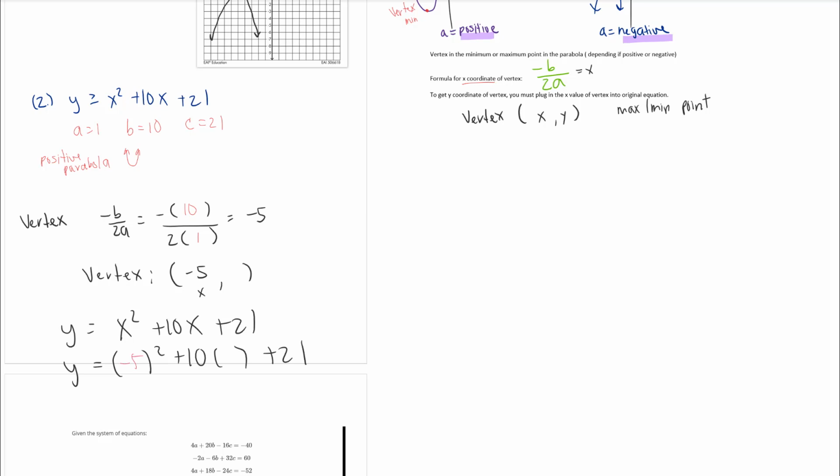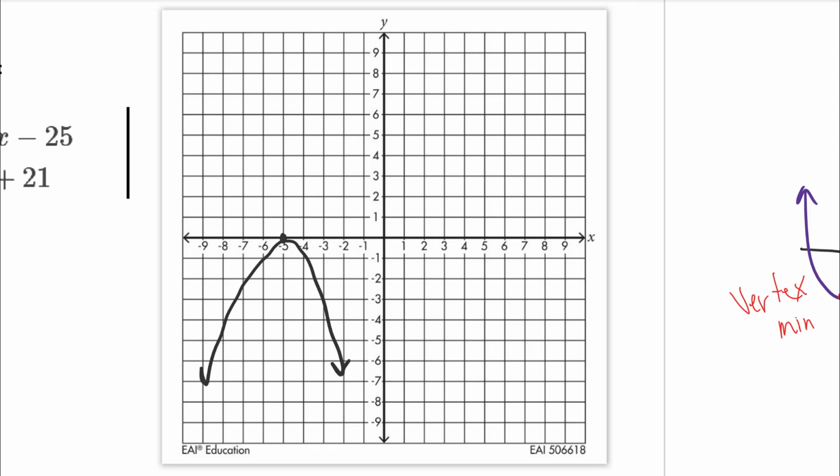Where that value that I'm plugging in is a negative 5, and I end up getting that y is equal to a negative 4. So the vertex for this particular parabola is going to be negative 5, negative 4. And remember, it's going to be a positive parabola. So I'm going to go ahead and draw that.